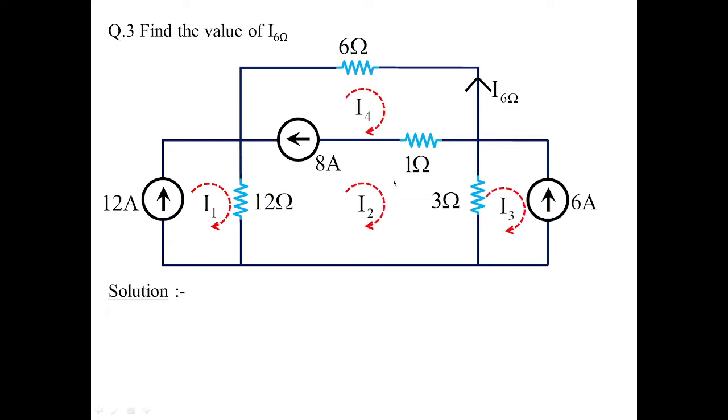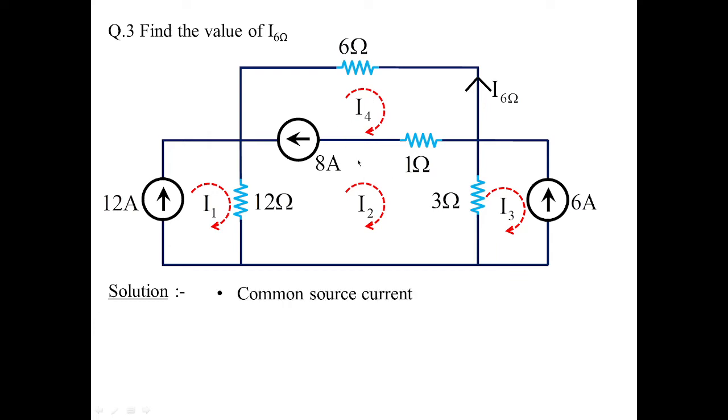I'm identifying 4 currents here, and one of the beauty of this problem is that we have only source currents here. There are no voltage sources, only current sources are there. And by clear inspection you can see I1 is equal to 12 amperes and I3 is equal to minus 6 amperes, and 8 amperes is being shared by loop 4 as well as loop 2.